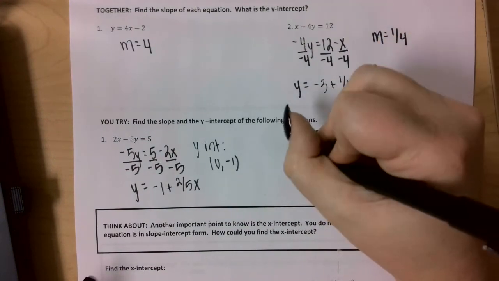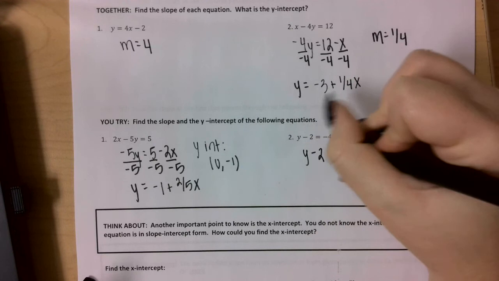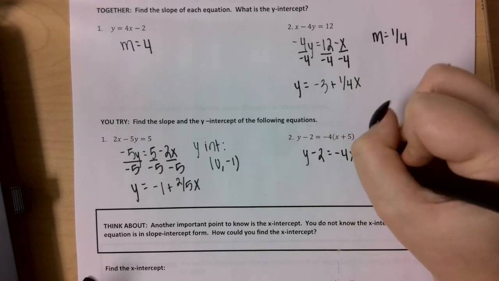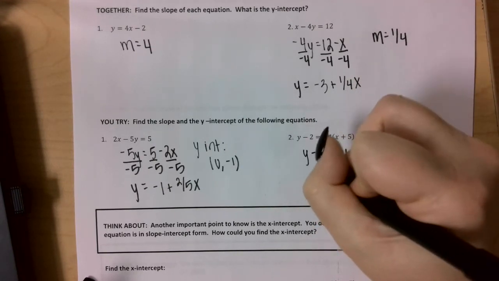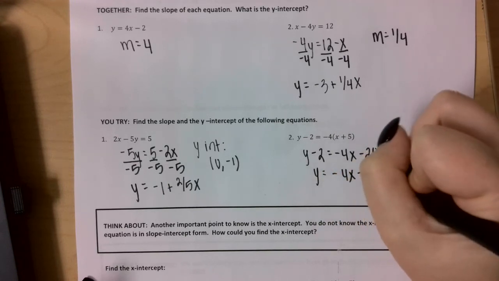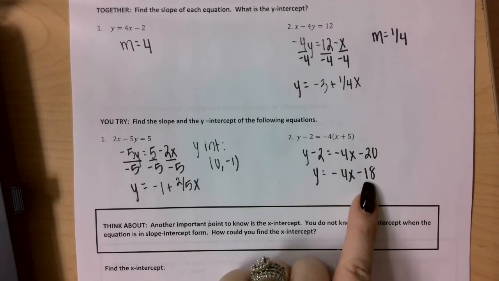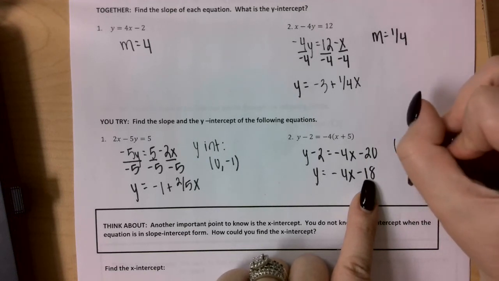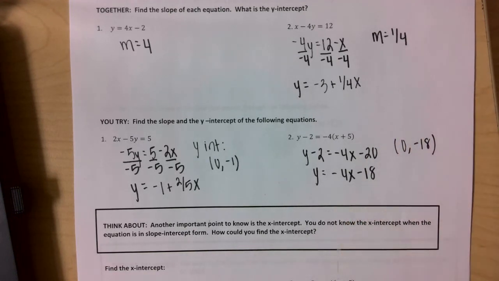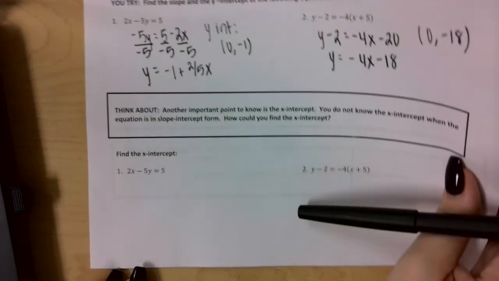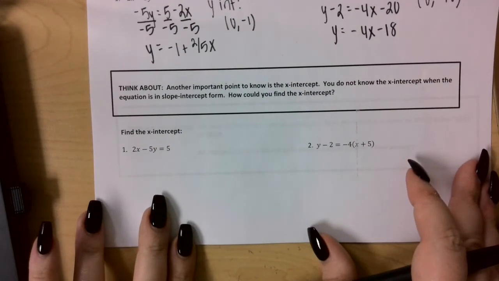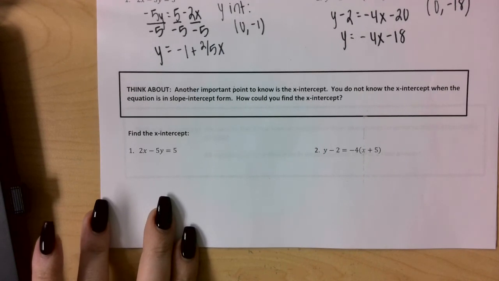Okay, here again, I'm just going to get y alone. So I'm going to distribute on the right side, and then I would add 2 to both sides. That would get me -18. So again, your constant is going to be your y-intercept, and I'm going to write that as an ordered pair. So slope, number in front of your x; y-intercept is your constant when you're in slope-intercept form. Okay, so slope, y-intercept.